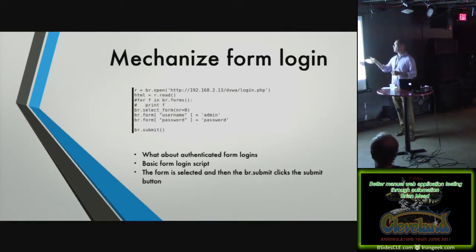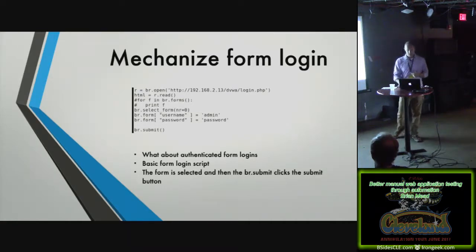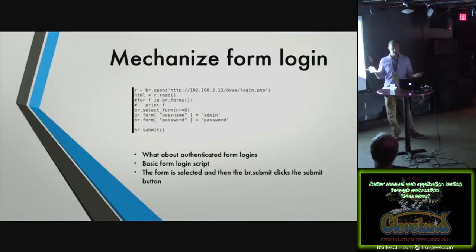In this example, we're using the DVWA, which is Damn Vulnerable Web Application. This is one of my favorites because it's simple. Again, I like simple. And then the last option down there actually emulates the submit button. So, for all intents and purposes, it looks like the user is clicking the submit button.